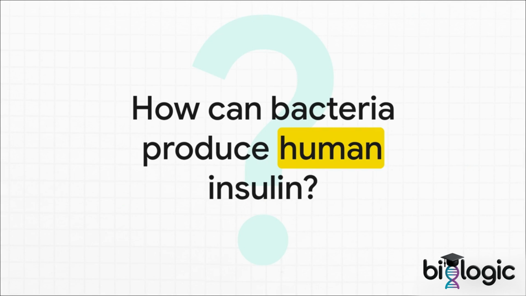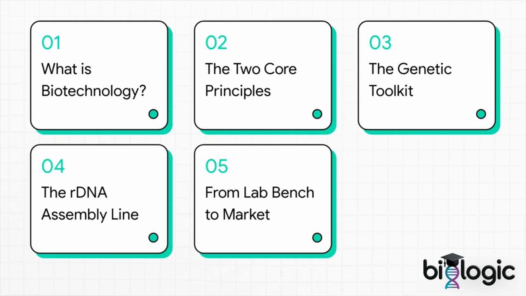How in the world can you tell a simple little bacterium to start making something as complicated as human insulin? I know it sounds like something out of a sci-fi movie, right? But it's not. The answer lies in the incredible power of genetic engineering. And to get our heads around that, here's our game plan.